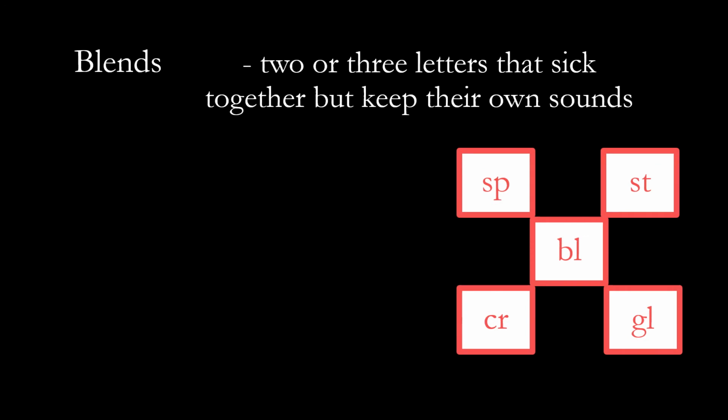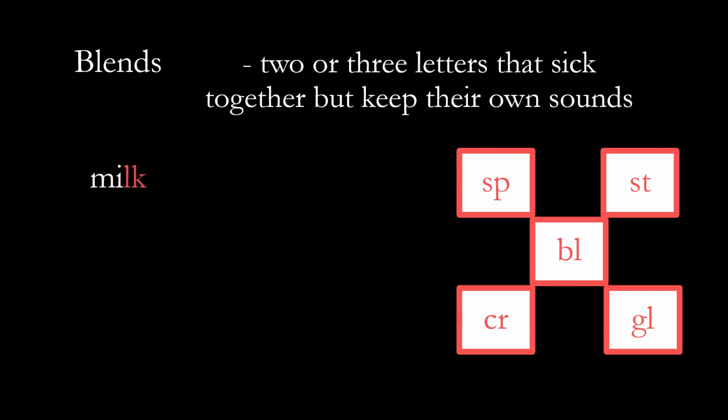Then we get to the blends. Blends are 2 or 3 letters that stick together, but they keep their own sounds. So when we had digraphs like C and H, ch, we only heard one sound. We didn't hear a C and an H making 2 different sounds. But with the blends, you will hear both sounds. So we've got S and P make sp, S and T make st, B and L are bl, C and R cr, and G and L gl, and there are many more.